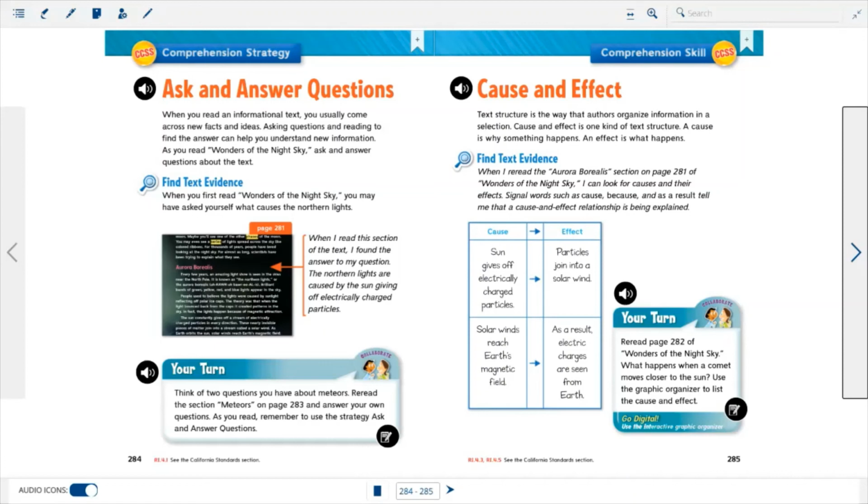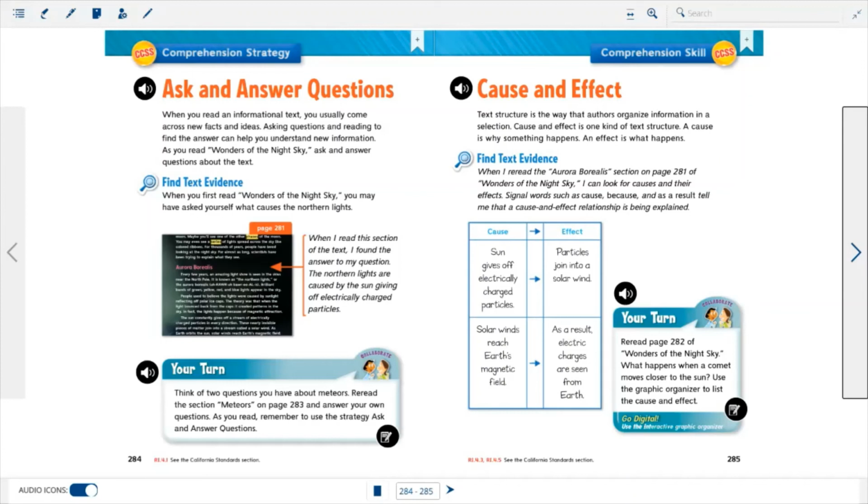So as you come across new information in a text, a good strategy to use to help you understand it well is to ask questions about it. That way you can go back and revisit the information, think about it a little bit more deeply, so you get a good understanding of it.